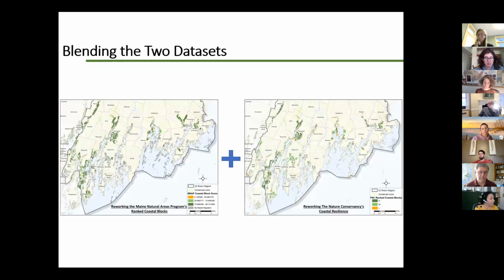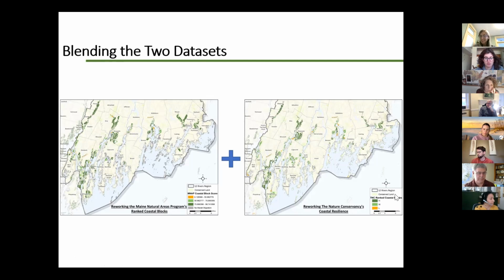So one of the things they decided to do was to rework that Maine Natural Areas Program ranked coastal blocks and incorporate, in an additive way, TNC's coastal resilience tool as well. So they clipped the coastal resilience tool to these mapped blocks.